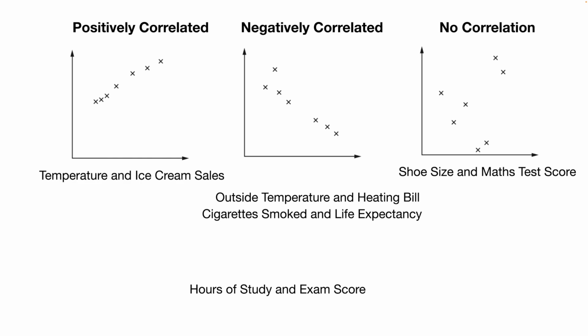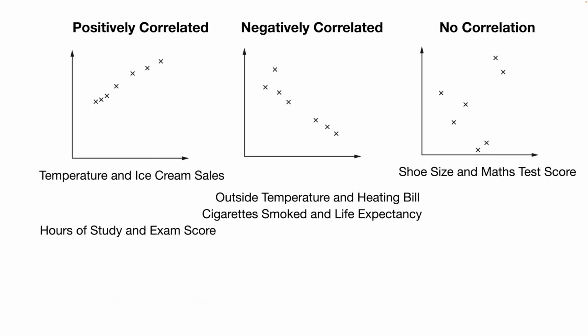Hours of study and exam score. Yes, bad luck. They are positively correlated. More study, better scores. And finally, favourite colour and pocket money.